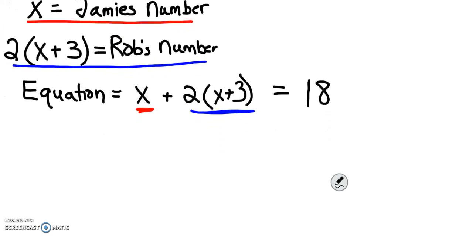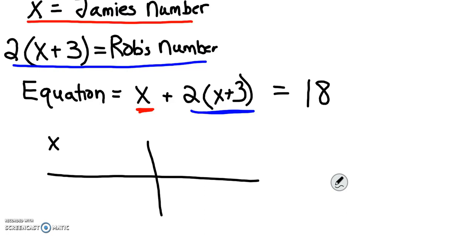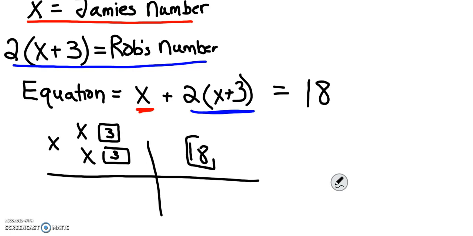Okay, so we have our scale. On one side we have x, which represents Jamie's number, and then we're going to add that to two x plus 3's. So we have an x and a 3 cube, and an x and a 3 cube. On the other side of our balance scale or equation is 18. Okay? Who sees a legal move?